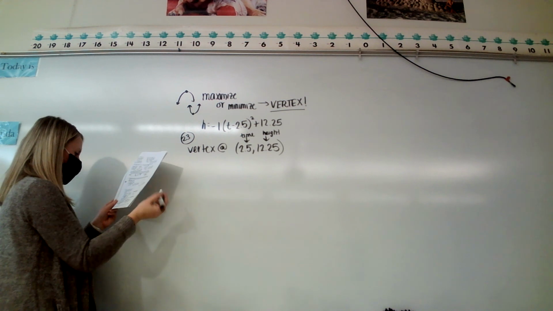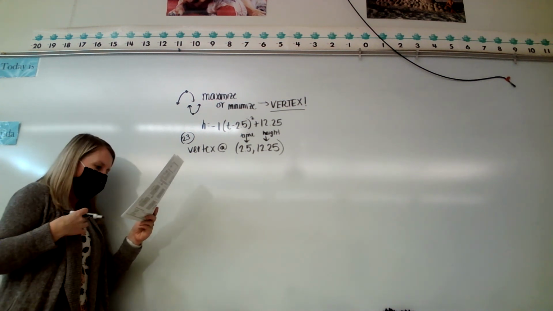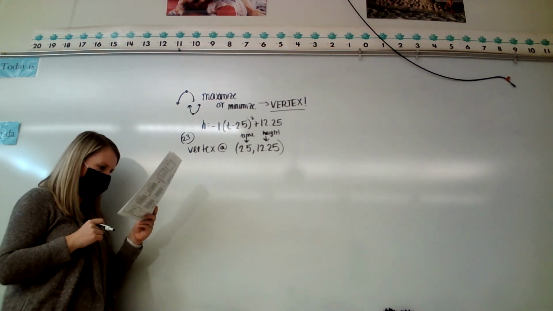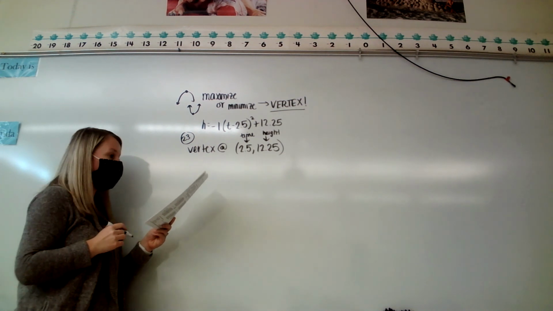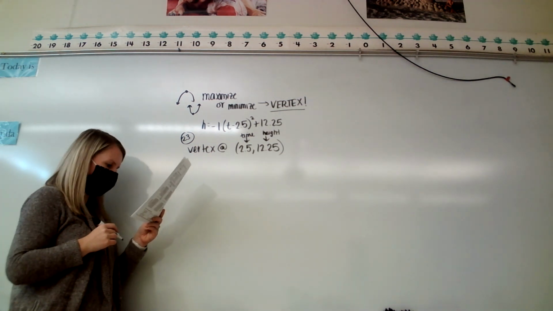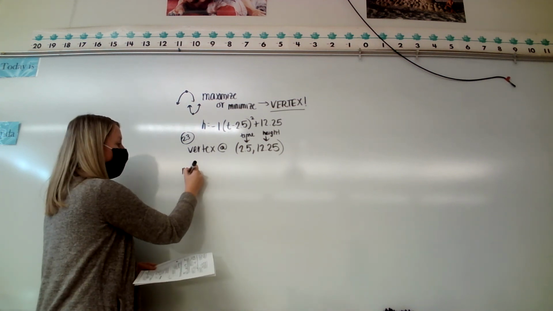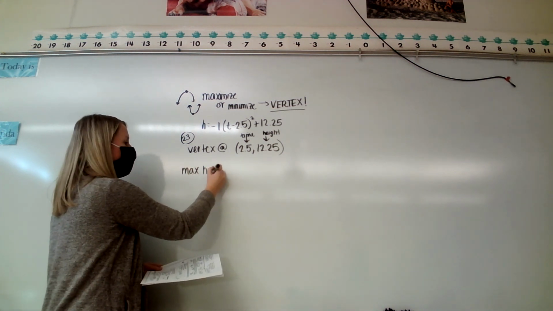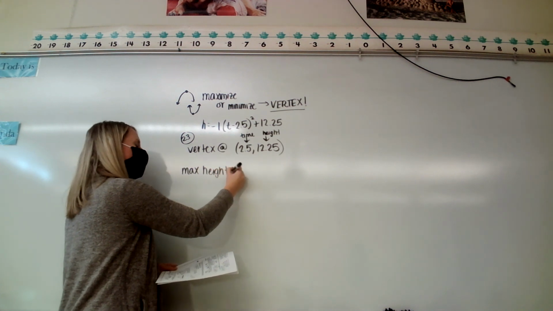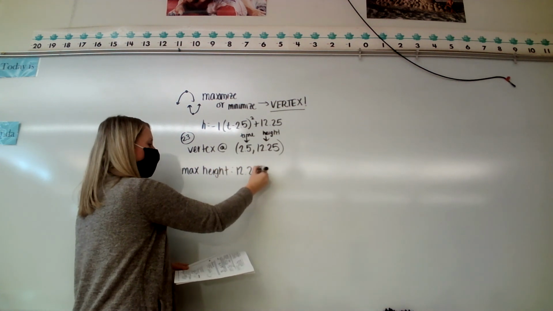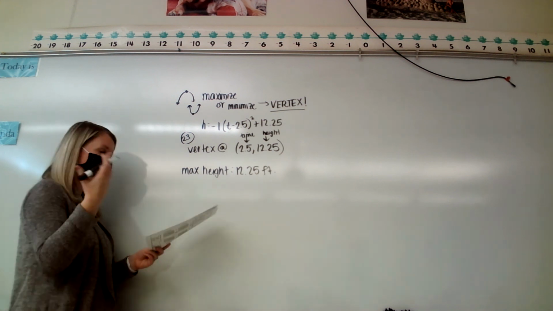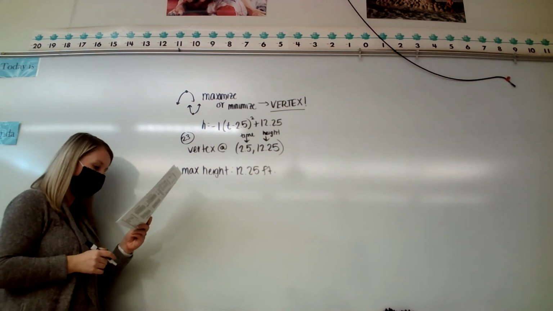So for the first one, it says, what is the maximum height? Oh, no wonder. I totally labeled this wrong. The maximum height is 12.25 feet. Didn't have to do any work. It was just there. Maximum is the vertex. We knew the vertex. It was in vertex form.